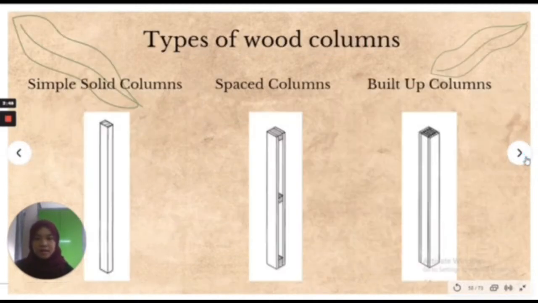Next, there are three types of wood columns. The first one is simple solid columns, the second one is spaced columns, and the third one is built-up columns.